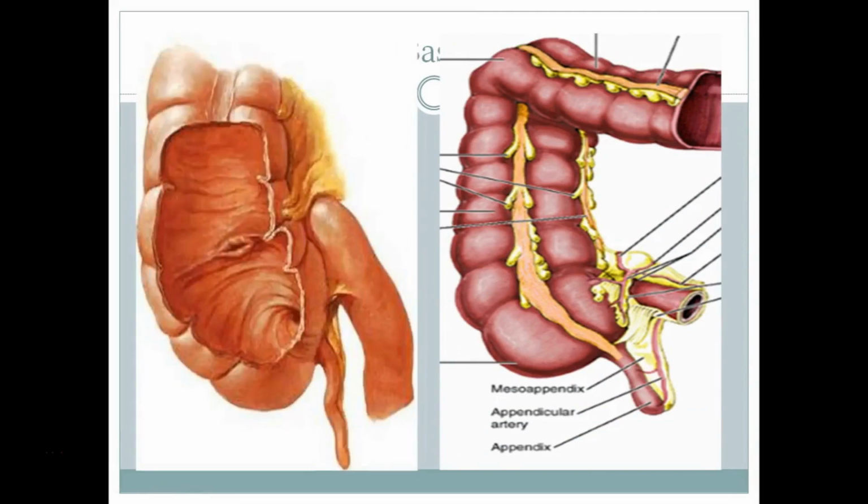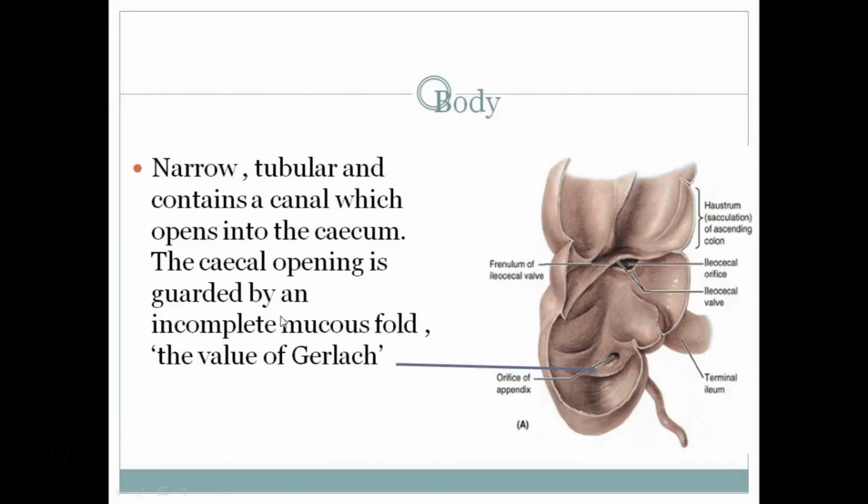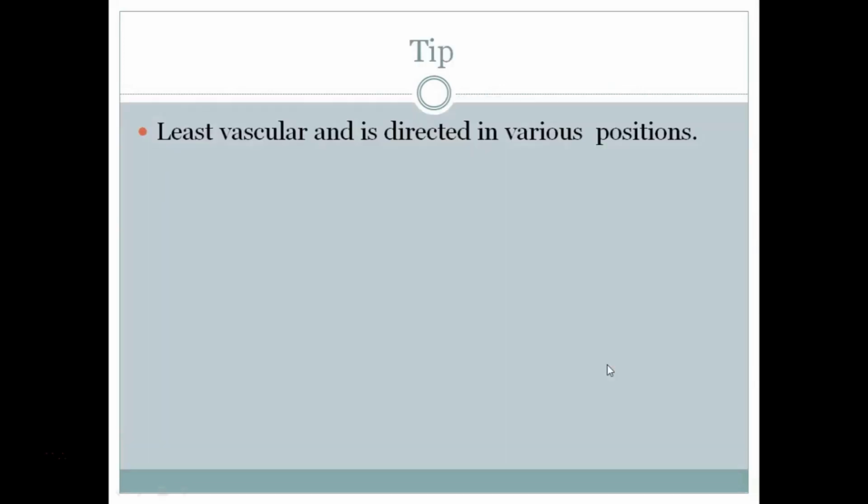So this is another picture showing the opening of appendix over here. It is in the posteromedial wall of cecum. Talking about the body, we have got a narrow tubular structure containing a canal which opens into the cecum. The cecal opening is guarded by a valve, as we discussed. It is the valve of Gerlach. Talking about the tip, it is least vascular, and the arterial supply given to the appendix is all end arteries.